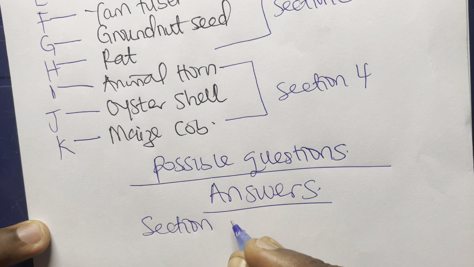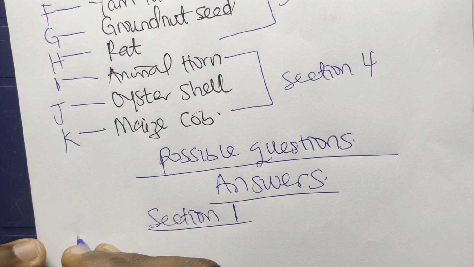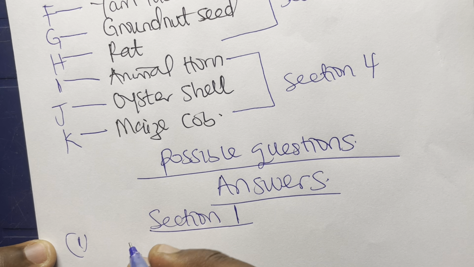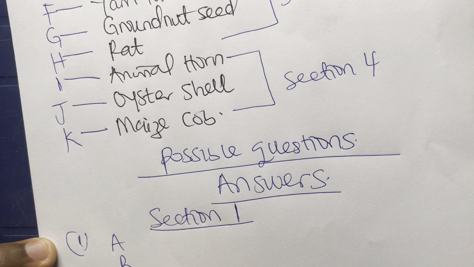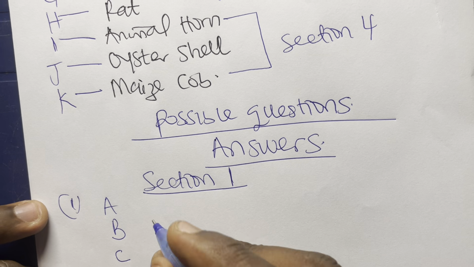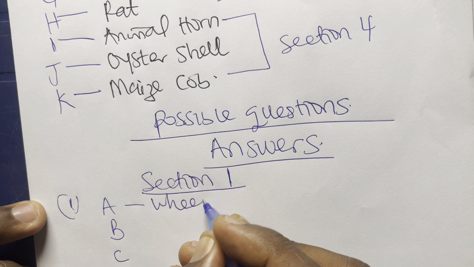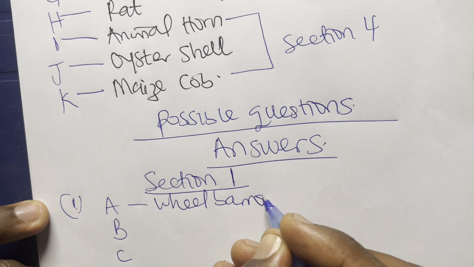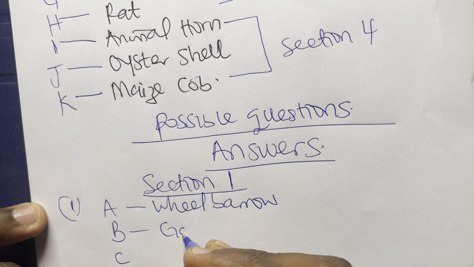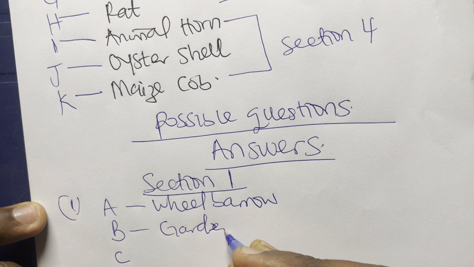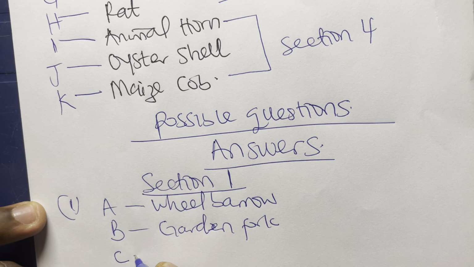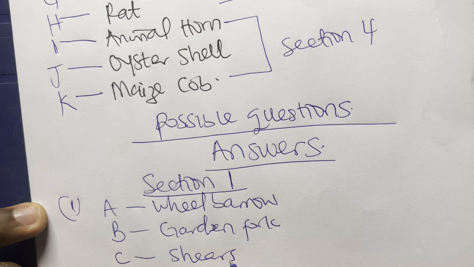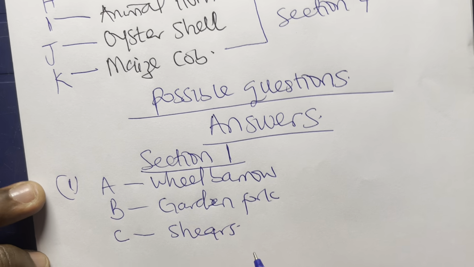For the possible things they can ask you in section 1, number 1, they can ask you to identify specimen A, B, C. So specimen A is wheelbarrow, whereby specimen B is garden fork, and specimen C is shears. Yeah, as you can see. So that's the first question.